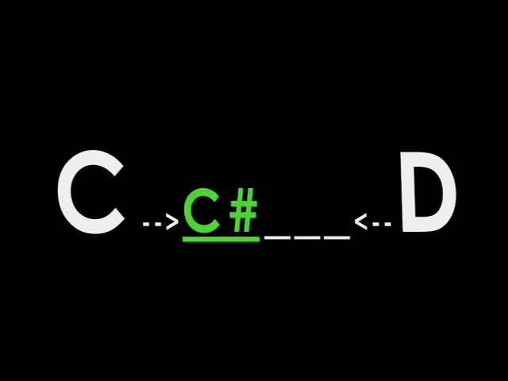Take another example, the two letters C and D. There's a note that's in between the C and the D. This note is higher than a C, but it's lower than a D. So that note would be called a C sharp, or you could call it a D flat.